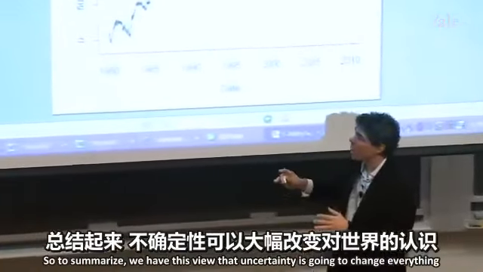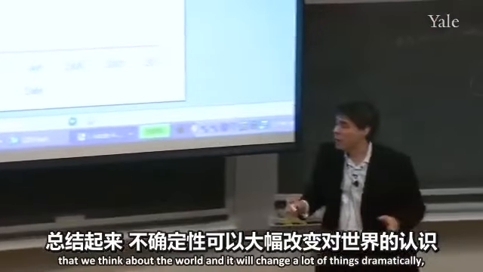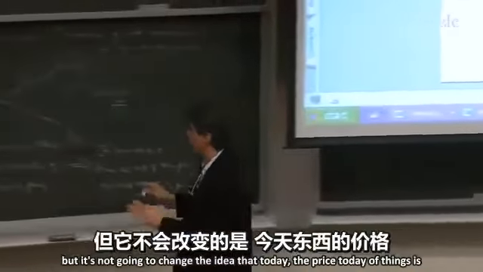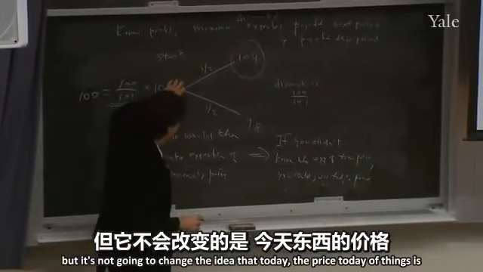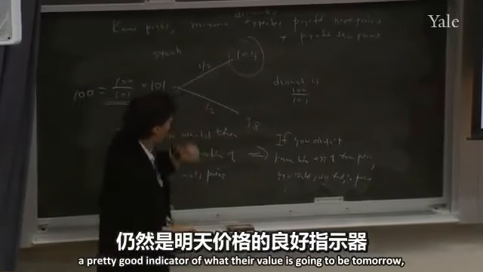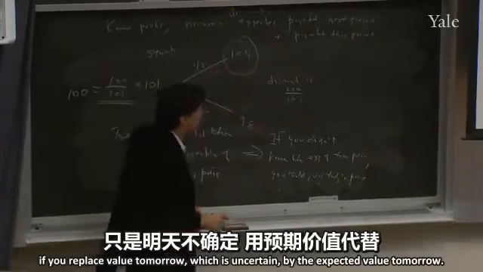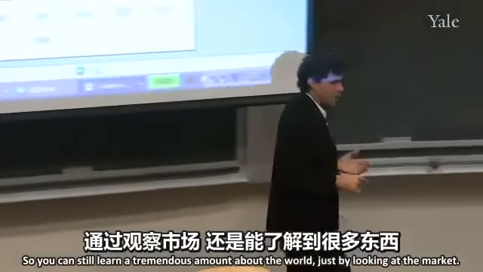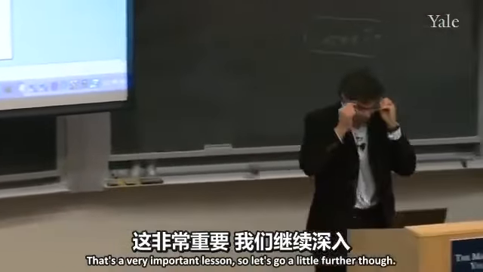So to summarize, we have this view that uncertainty is going to change everything that we think about the world, and it will change a lot of things dramatically, but it's not going to change the idea that the price today of things is a pretty good indicator of what their value is going to be tomorrow, if you replace value tomorrow, which is uncertain, by the expected value tomorrow. So you can still learn a tremendous amount about the world just by looking at the market. That's a very important lesson.